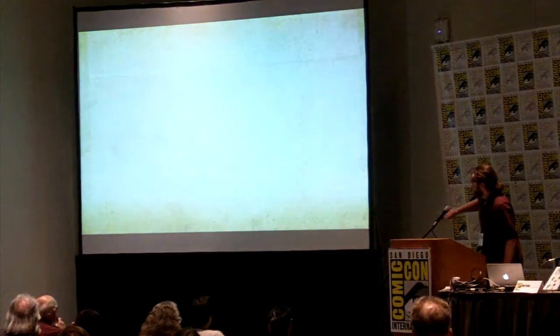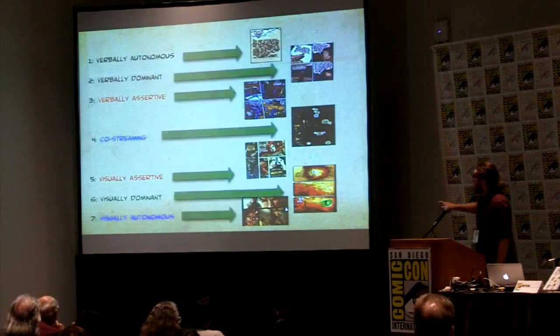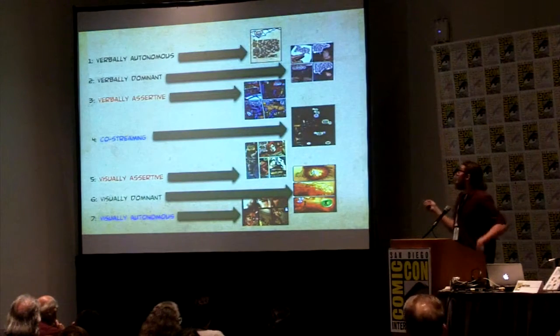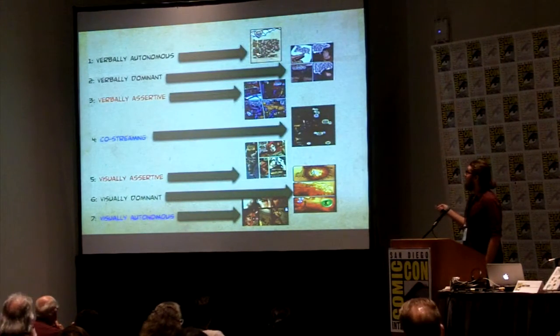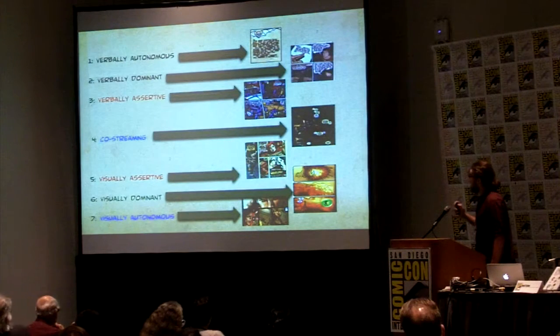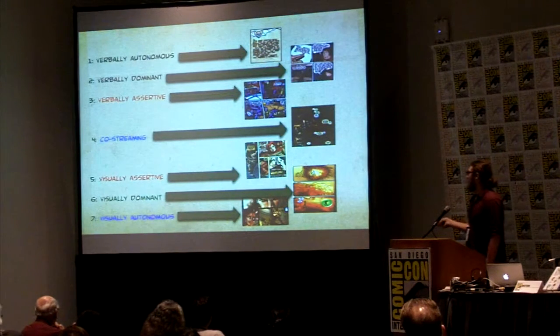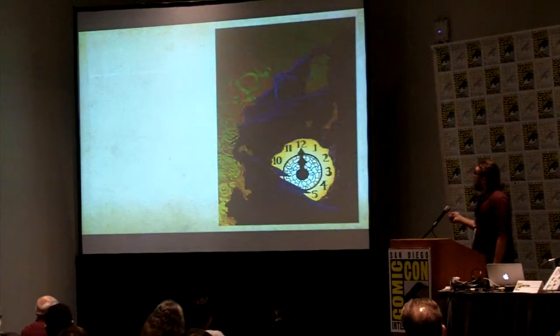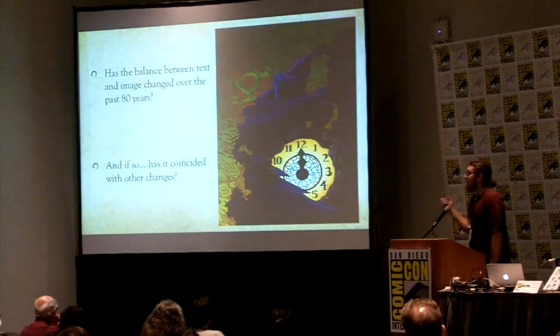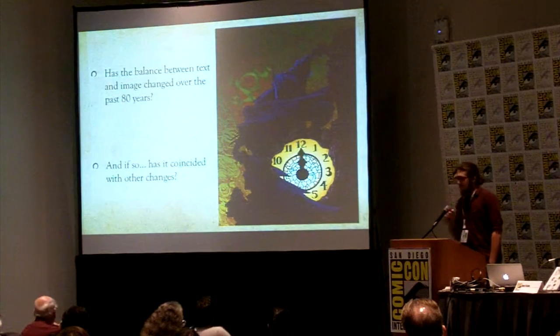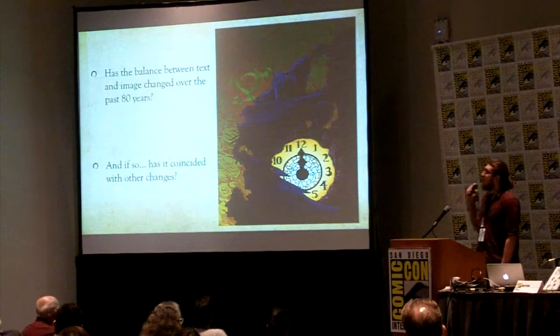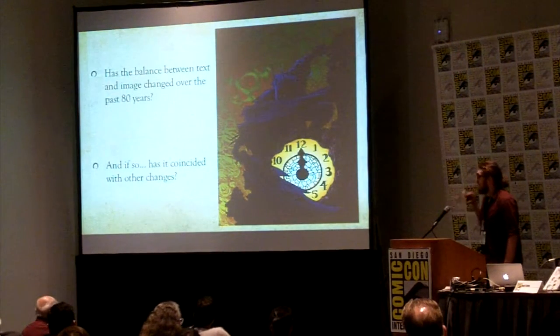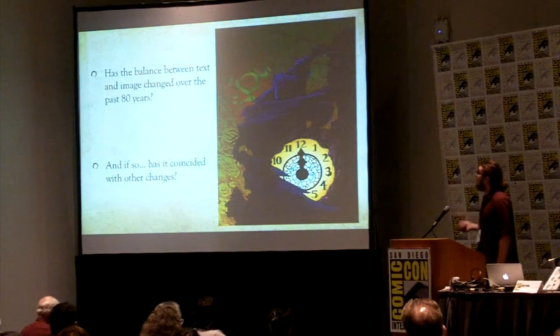Okay, so we have all the panel types here, ranging from verbally autonomous, which would be a panel that is just words, which we don't see much anymore, but they did exist, all the way to visually autonomous, which is a panel that has just images inside of it. So, has the balance between text and image changed over the last 8 years? And if so, are there other changes that are causing this narrative change happening within the panel?